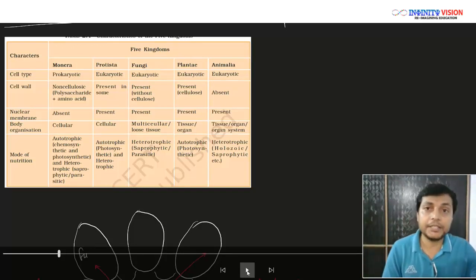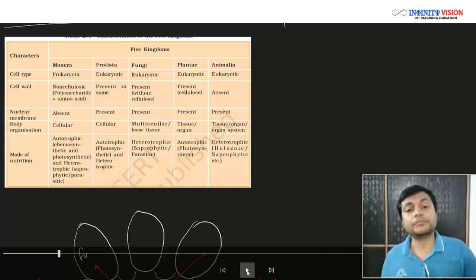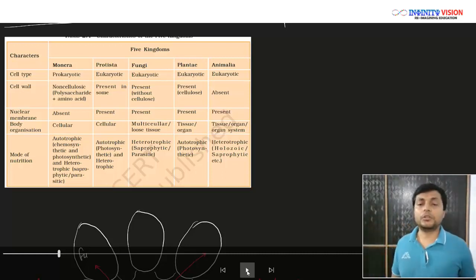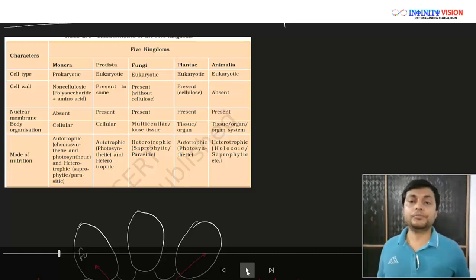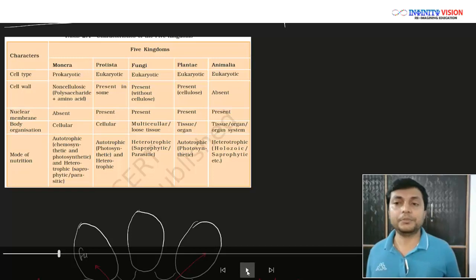When we talk about plantae, they have autotrophic nutrition, and that is photosynthetic. When we talk about Animalia, it is heterotrophic, and within heterotrophic they show either holozoic or saprotrophic nutrition. Okay, so just have a basic look on this table. Anyway, when we finish this whole first unit, you all will be having a fairly detailed idea of what we have spoken in this table. Great.